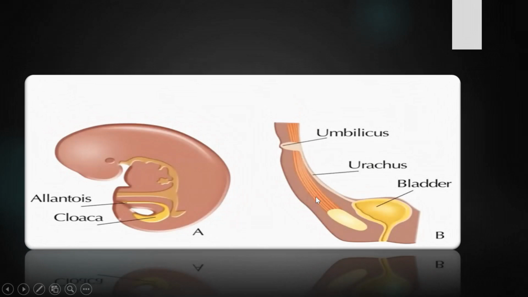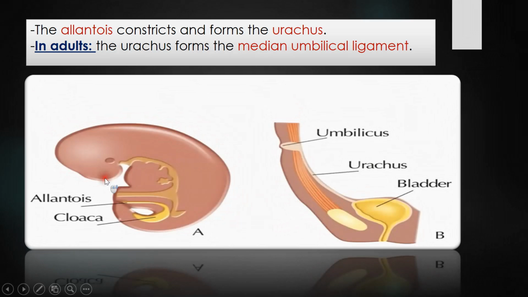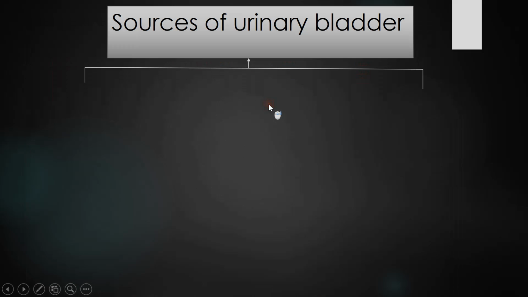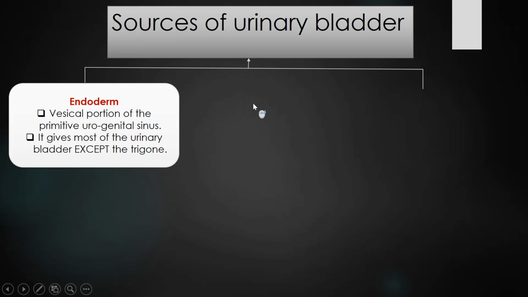What is the fate of the allantois? The allantois will constrict and form the urachus, so that no urine will pass to the umbilicus. And in adults, the urachus forms the median umbilical ligament, as we have discussed before. Let's summarize the sources of the urinary bladder. Most of the urinary bladder, except the trigone, is formed from the vesical portion of the primitive urogenital sinus, so it's endodermal in origin.